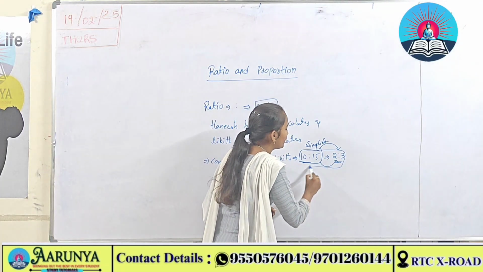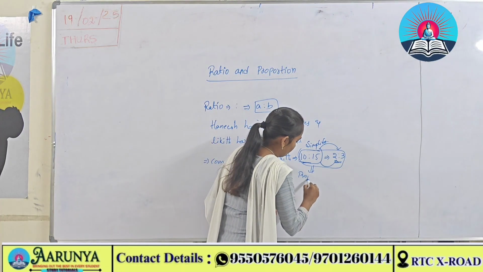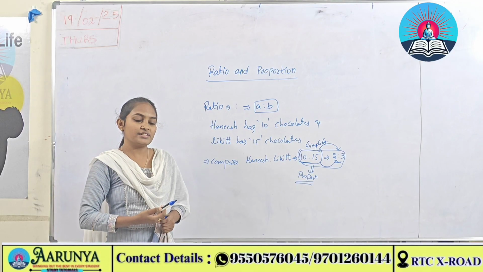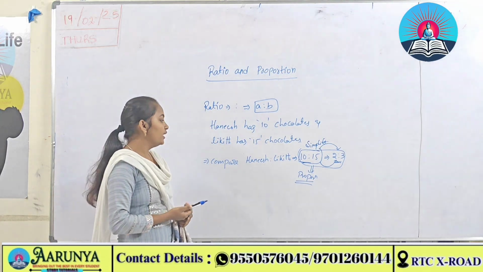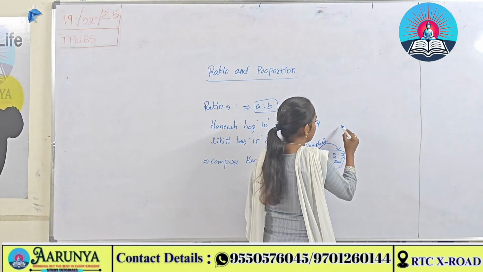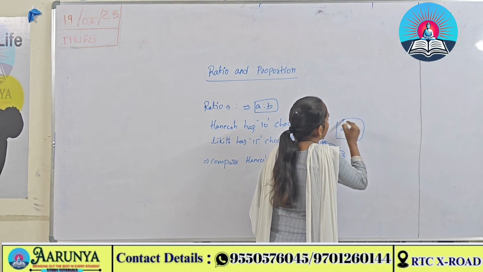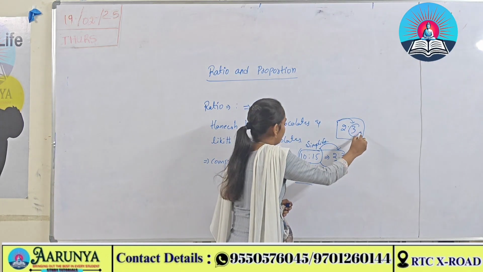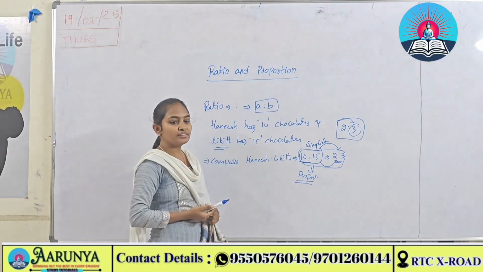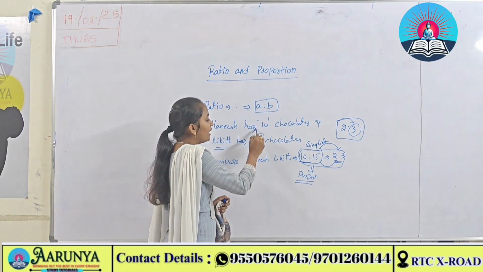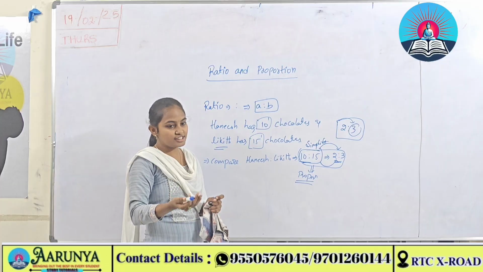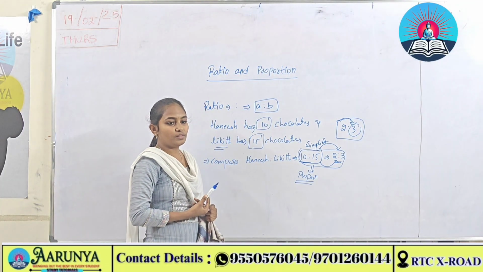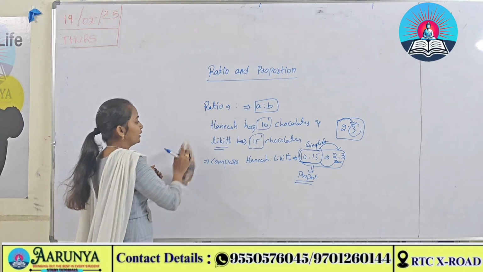Sometimes we call this a proportion. Proportion is nothing but same ratios. Then how can we compare this 2 is to 3? It means Hanish has 2 by 3 part of the chocolates of Likit, because Likit has 15 and Hanish has 10. You understand? Then I will go to another concept.